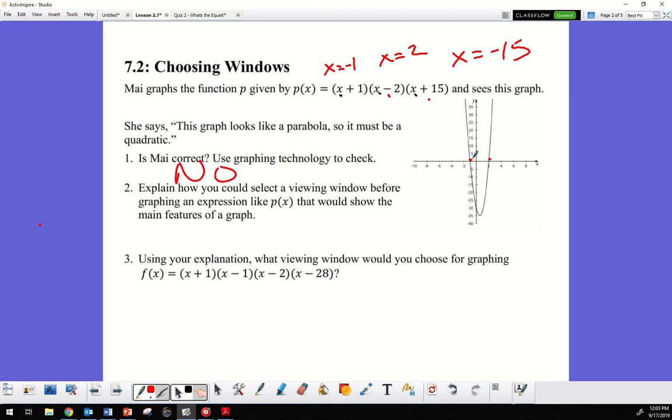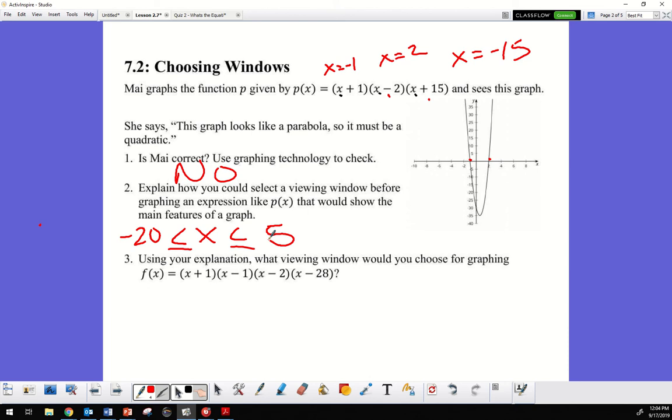Explain how we can select our viewing window from this. All right. So we know I have to include all these, right? So what should be the lower bound of this? So I'm going to say that x is going to be between my lowest and what? Yeah, -15, right? So let's go to -20. My highest is 2. So let's go to 5. 5 sounds good.